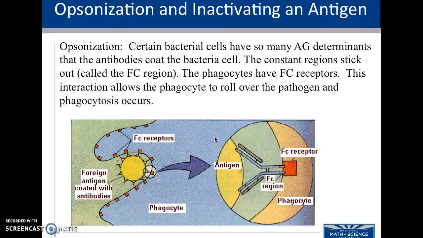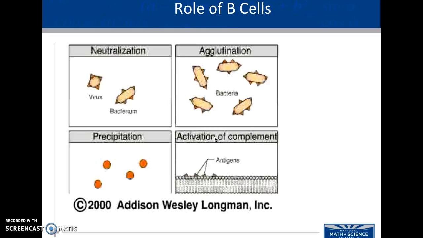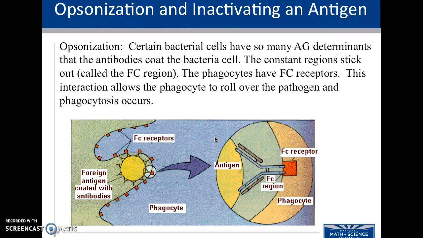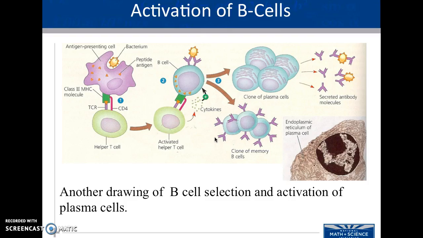This is how, if we look back, neutralization and agglutination occur, right? This idea that the antibodies are going to basically coat it. They're going to have certain regions that are recognizable by the phagocytes, the Fc regions, and then between that interaction, we're going to see phagocytosis occurring.